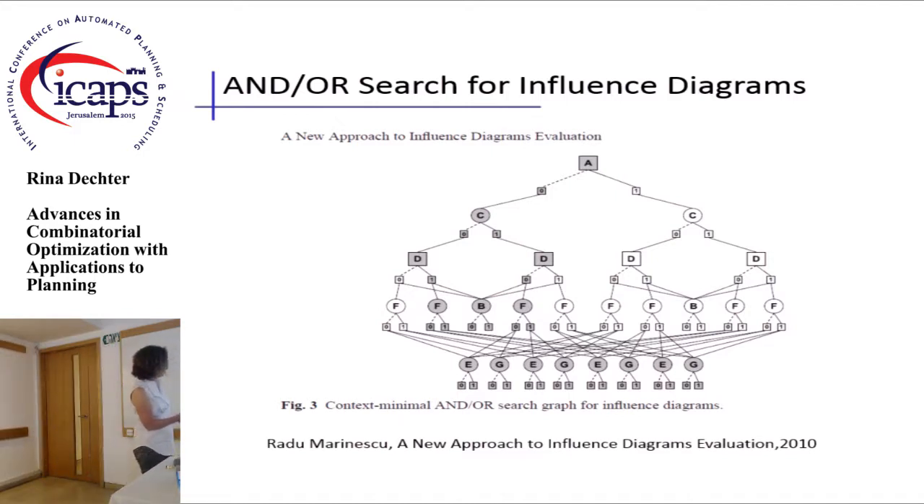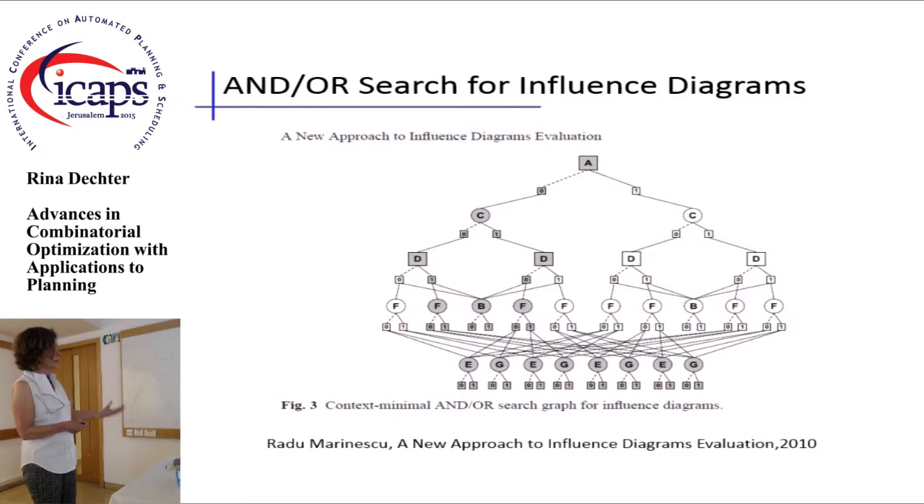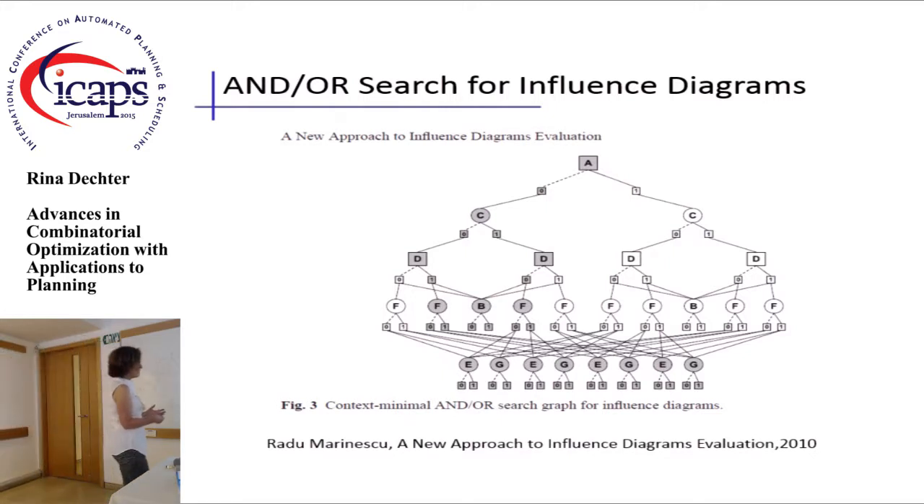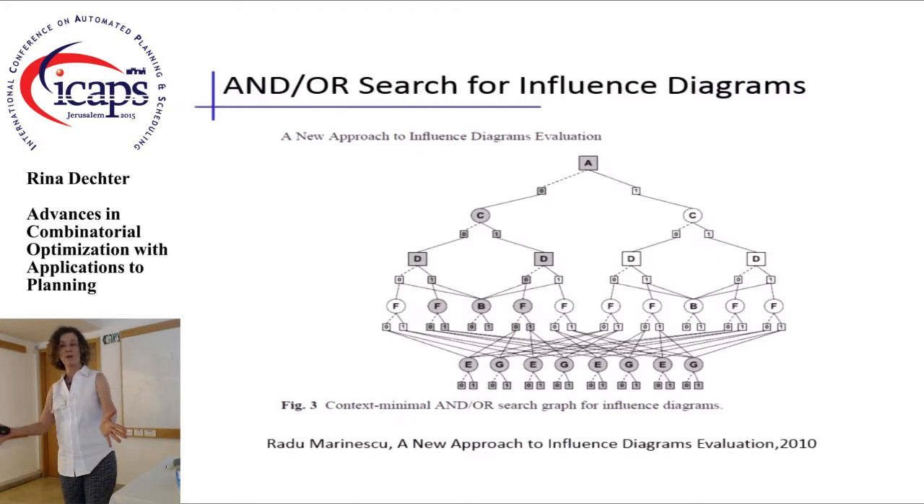So here you can define an AND/OR search graph for the influence diagram. And there are some rules about ordering. Not every ordering is legitimate. But you will now have decision variables and chance variables, and it is an AND/OR search graph where you have two types of OR nodes. You have the nodes that come from the expected utility.